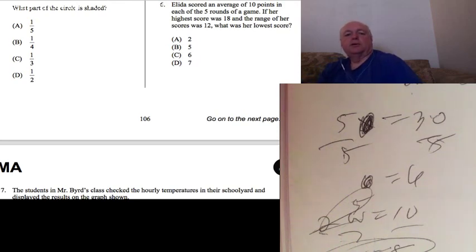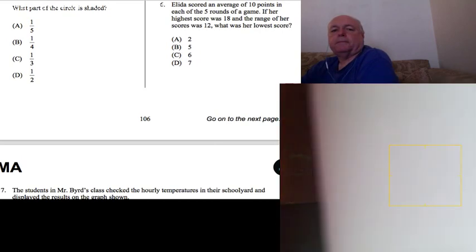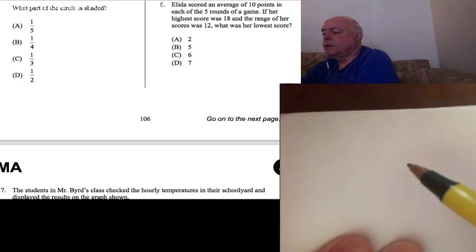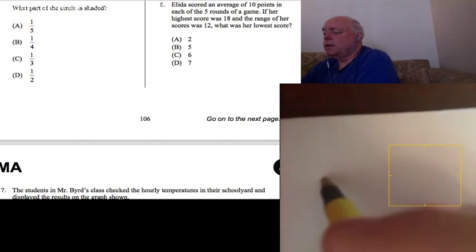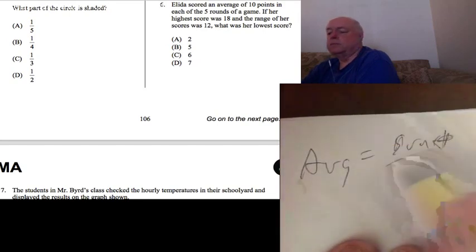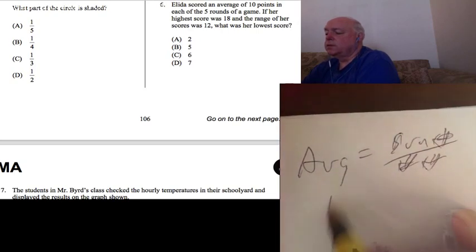So Elita scored an average of 10 points in each of the 5 rounds of a game. If her highest score was 18 and the range of her score was 12, what was her lowest score? All right, so let's see what we have going on here. So she did 5 games. The average equals the sum of the numbers over the number of numbers. So it tells us she had 10 points and she played 5 games. So the sum is going to be equal to 50.